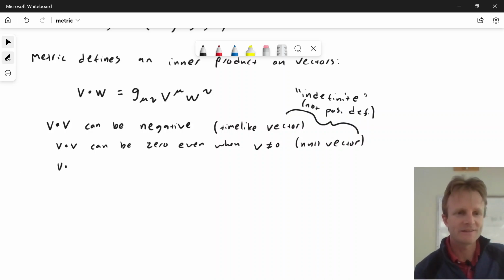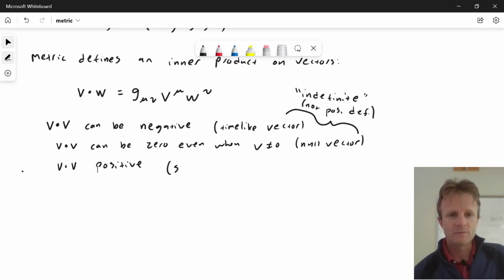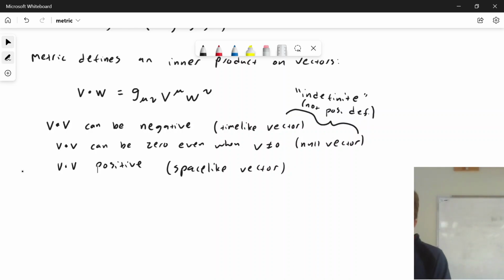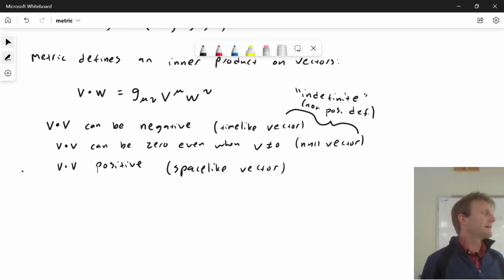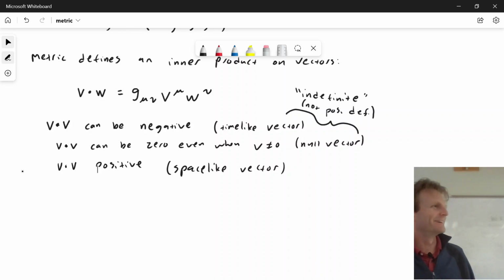So let's complete the list. v dot v positive is a space-like vector. For physical paths, the tangent vector to a massive body is timelike, so it has negative norm. And the tangent vector to a photon is 0 norm, so null. But this is just any vector. It could represent anything.